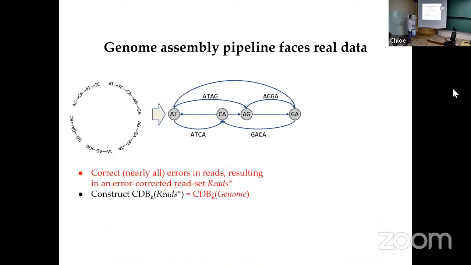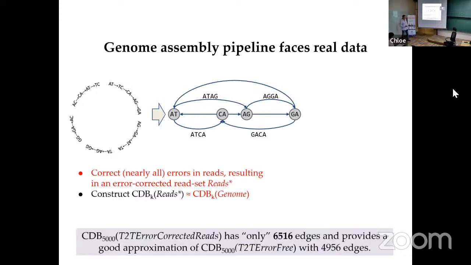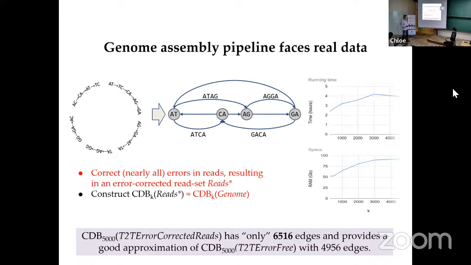So the idea is to do error correction, correct nearly all erroneous reads even before you start assembling, resulting in an error-corrected read set, and then construct read k-mers, and then construct the condensed graph from error-corrected reads. And the resulting graph has only 6,500 edges, and it's a very good approximation of the real graph constructed from the genome.